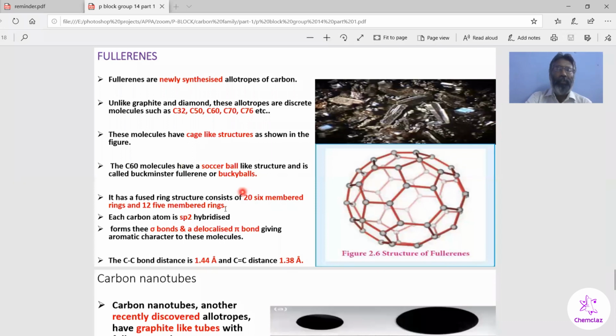This one has a fused ring structure, which consists of 20 six-membered rings and 12 five-membered rings. So what hybridization? sp2 hybridization. So 3 sigma bonds and 1 pi bond in the fullerene structure. The carbon-carbon bond length is 1.44 angstrom, and the carbon double bond carbon distance is 1.38 angstrom.